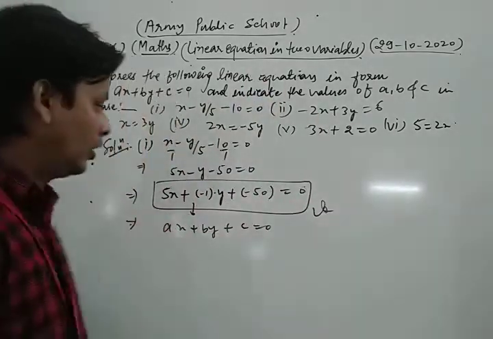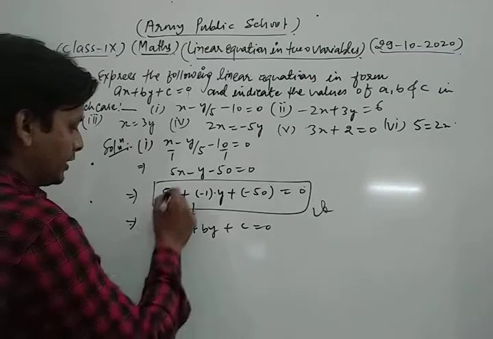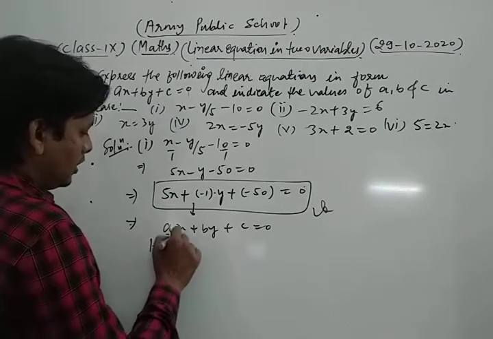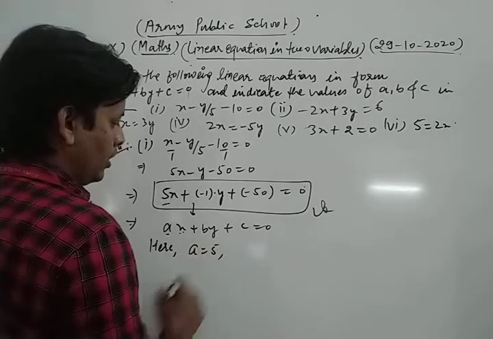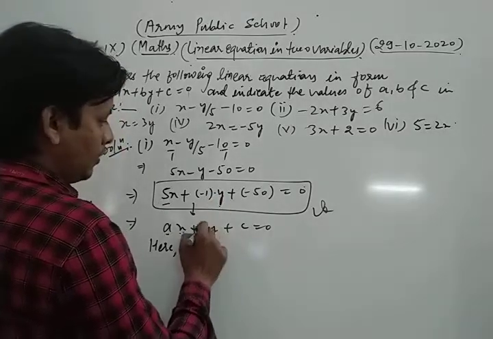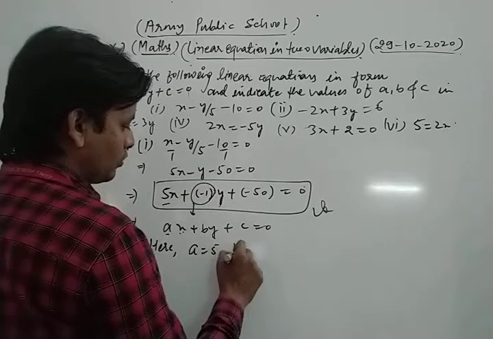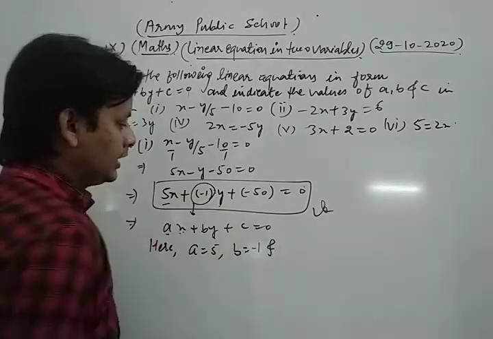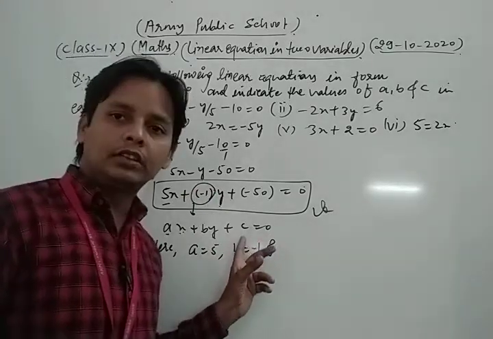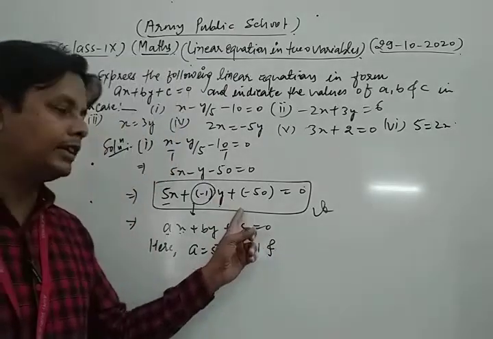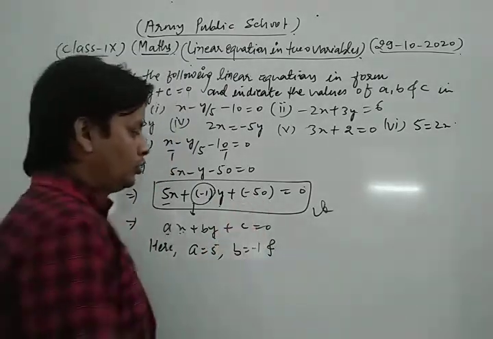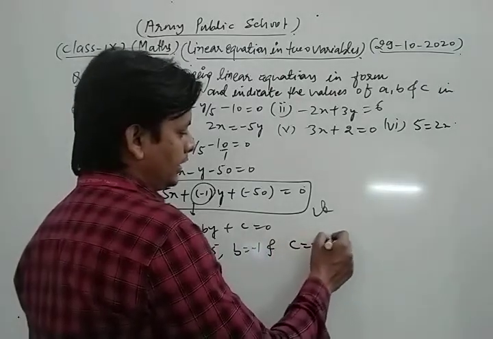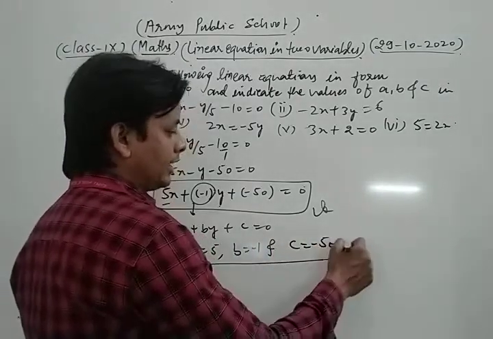Now look here, a is the coefficient of x. Here the coefficient of x is 5, so the value of a is 5. The coefficient of y is b, so the value of b is minus 1. And c is our constant term. In this linear equation, the constant term is minus 50, so the value of c is minus 50. This is another answer.